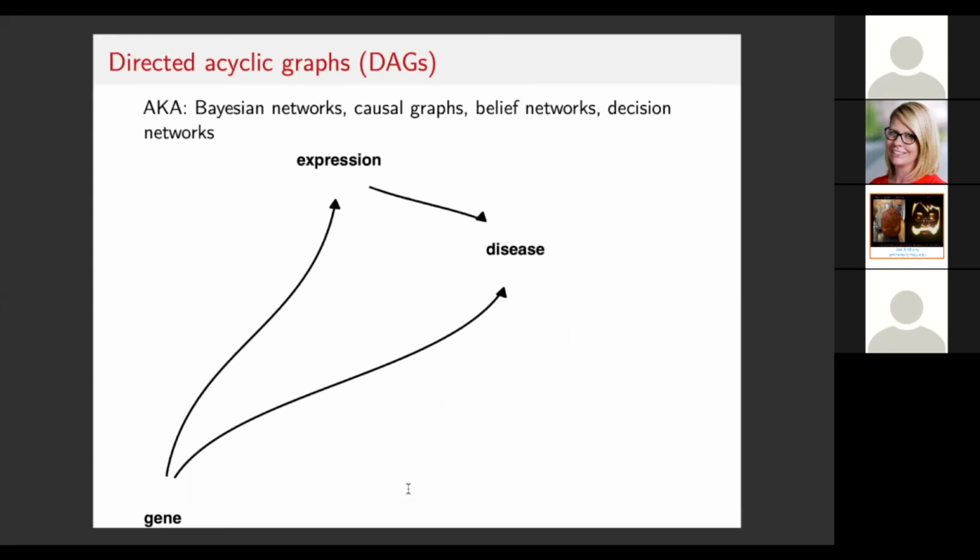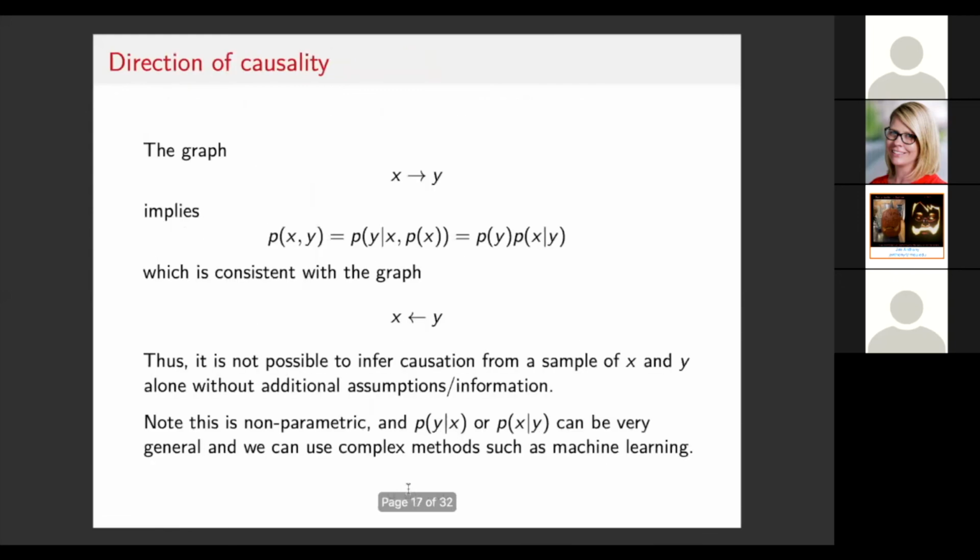So now let's look at a few consequences of this. First is that if you have a graph, you can write the joint distribution. But if you have the joint distribution, you cannot necessarily infer the graph.